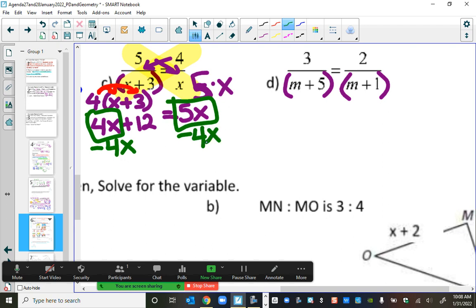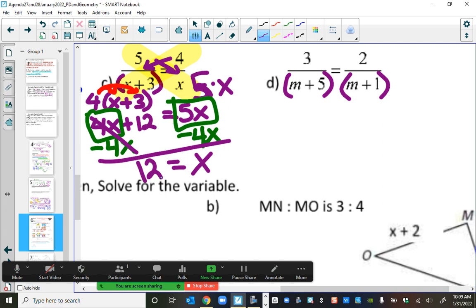So the good thing is, well, what's 5x minus 4x? It's just plain old x. And then, what was left on the left side of the equal sign? Just plus 12. So it's 12 equals x. That was the result.